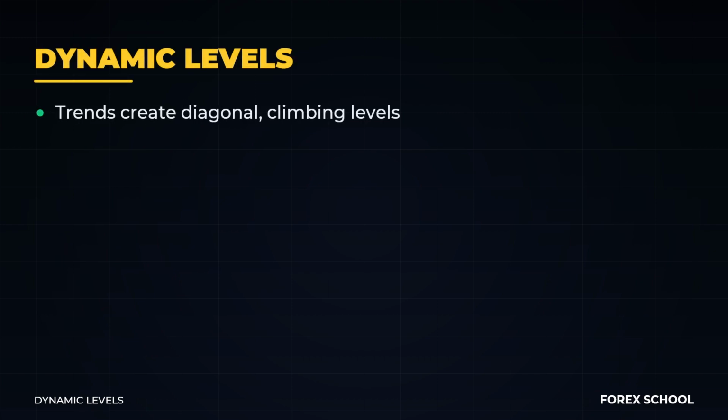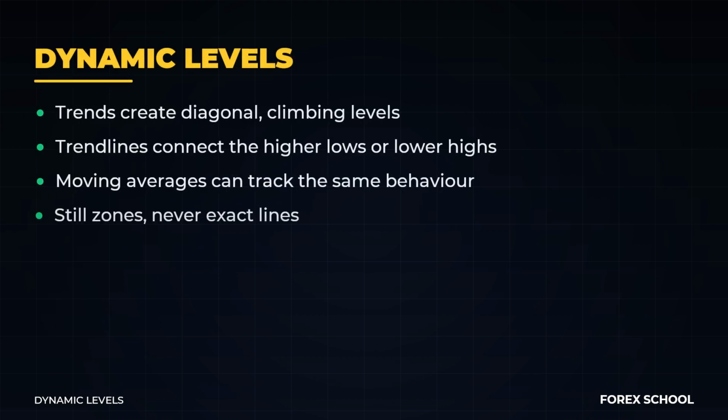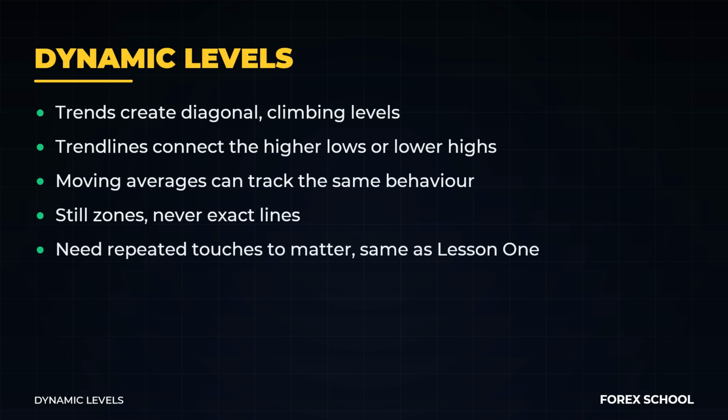One more idea before we get to the big one. Not every level in a trend is horizontal. Because trending swings step diagonally, the levels effectively climb with the market, a rising line of higher lows in an uptrend, a falling line of lower highs in a downtrend. Traders call these dynamic levels, and you'll often see them drawn as trend lines or tracked with moving averages. Treat them exactly like horizontal levels, zones, not laser lines, and only meaningful with multiple clean touches. The concept is identical, a region where one side of the market repeatedly steps in.